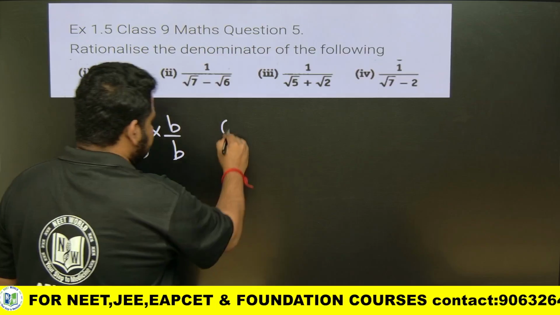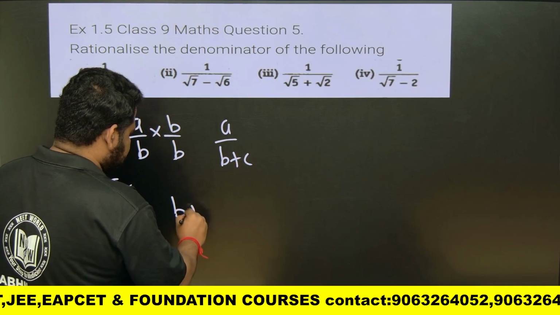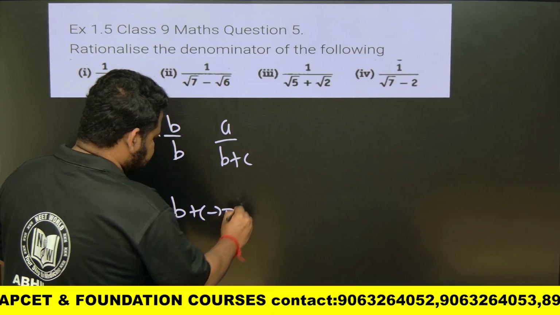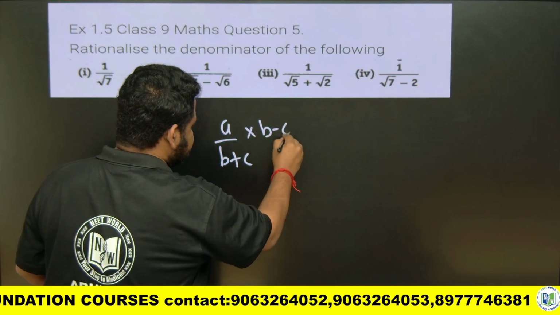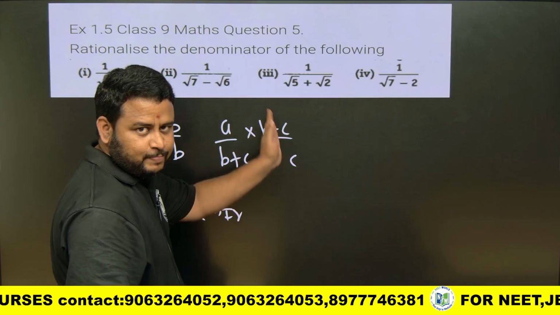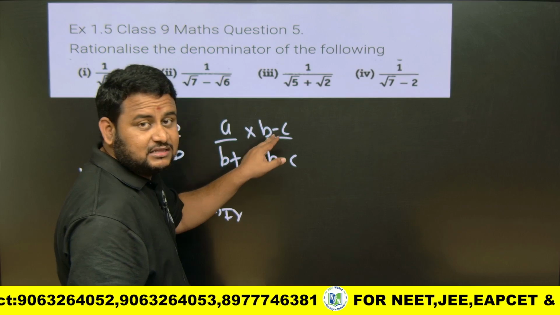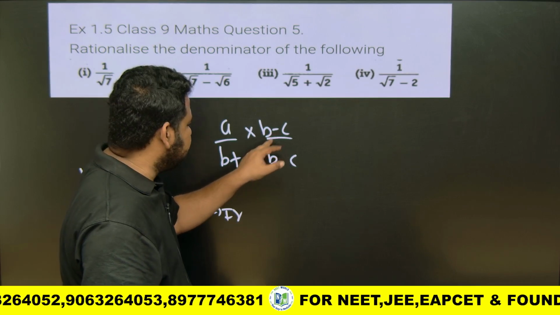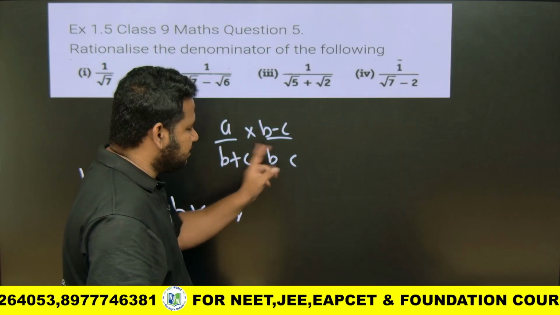Or if A by B plus C is given, if B plus C is irrational, then to rationalize the denominator, you have to multiply by B minus C. B and C you write as it is in the numerator and denominator. You have to change the sign, only the one in the middle. Plus will become minus, or if it was minus here, it will become plus.